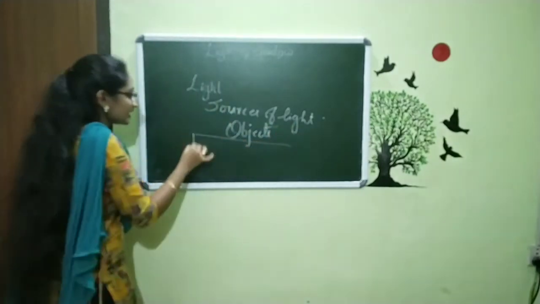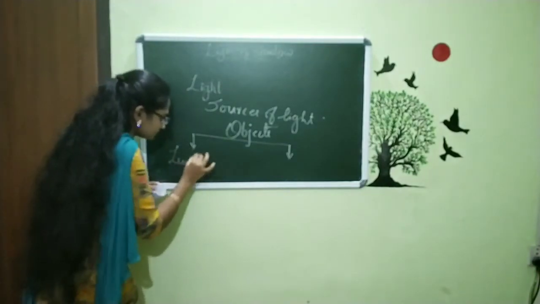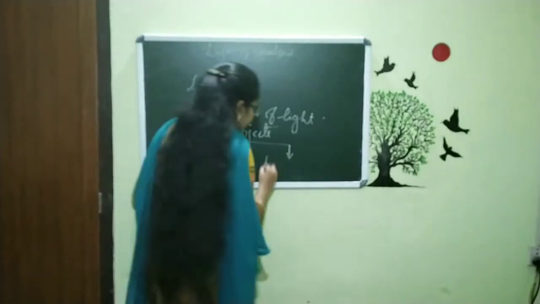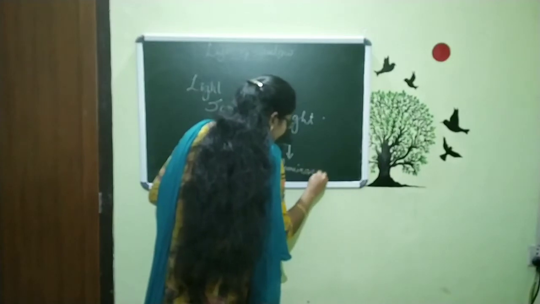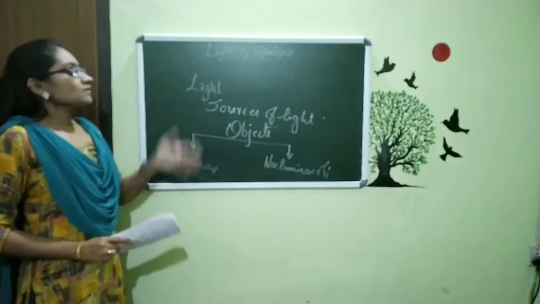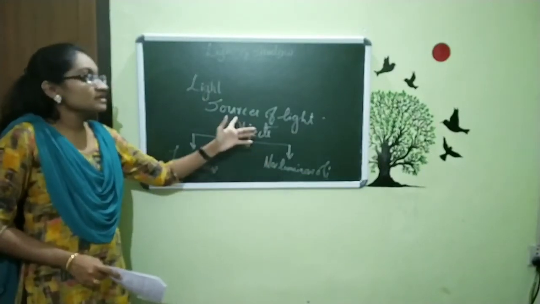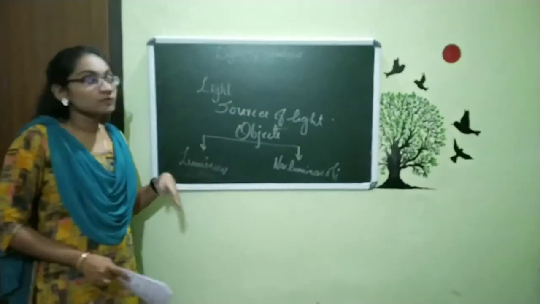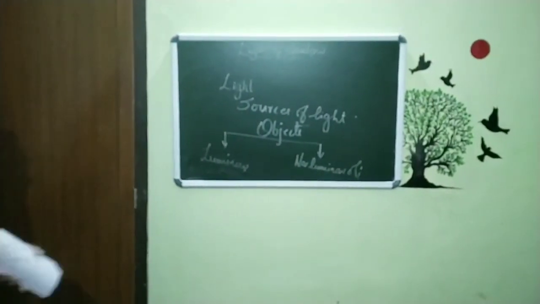Actually, objects are classified into two. One is luminous objects and the other is non-luminous objects. These are the things we discussed in the last class, and we also studied some examples for sources of light. And now we are going to study the next topic, and that is the characteristics of light.